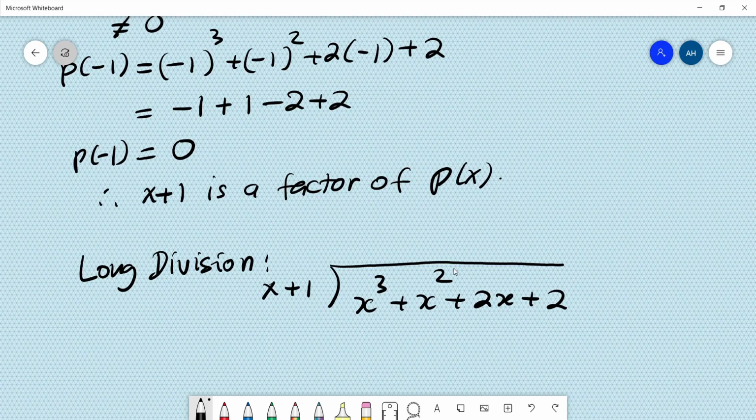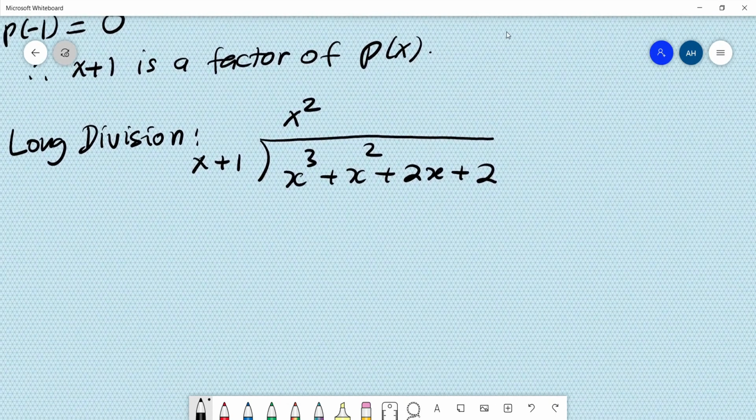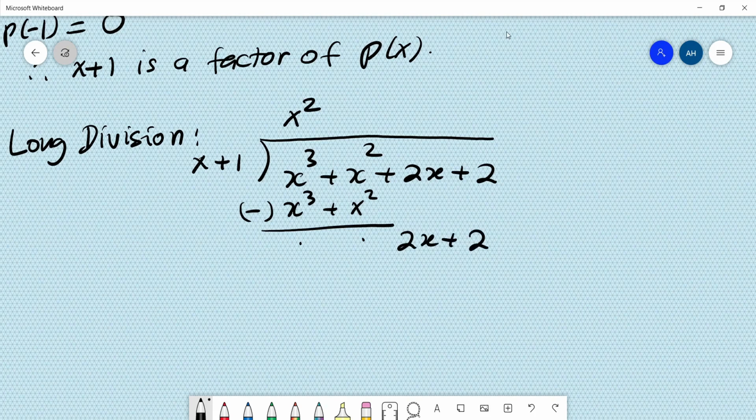So we have to multiply by x squared. If we multiply that, x times x squared is x cubed. 1 times x squared is x squared. So let's subtract. x cubed minus x cubed is 0. x squared minus x squared is also 0. We take down 2x plus 2. To get 2x, we have to multiply x by 2. So 2 times x is 2x. 1 times 2 is 2. So we subtract. We also get 0, right?